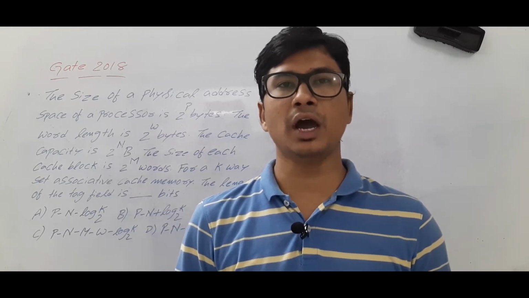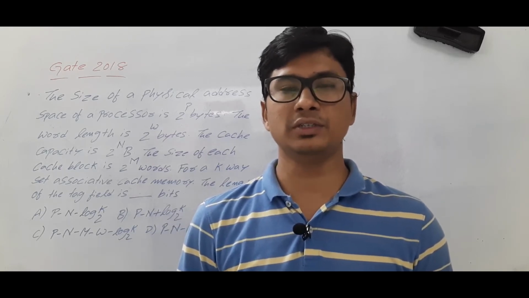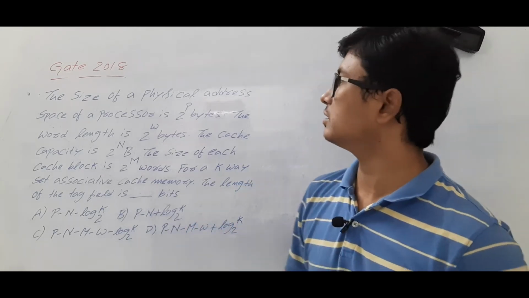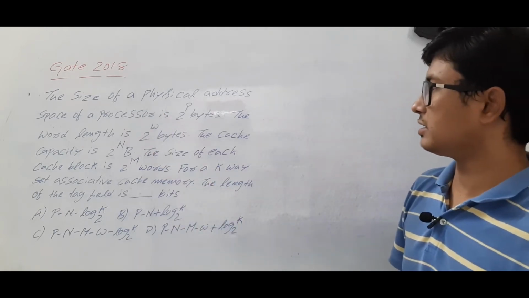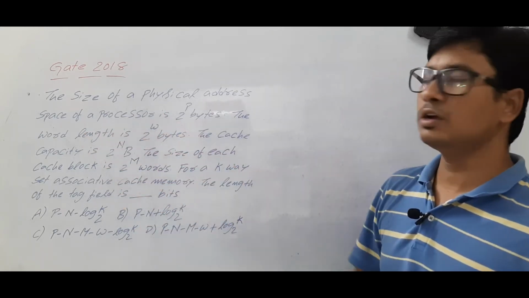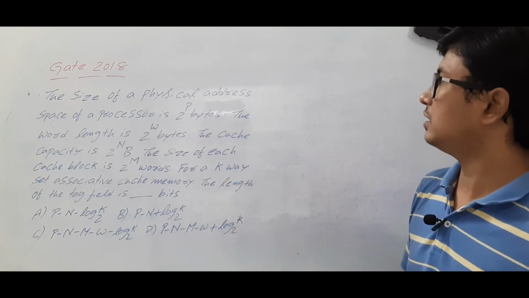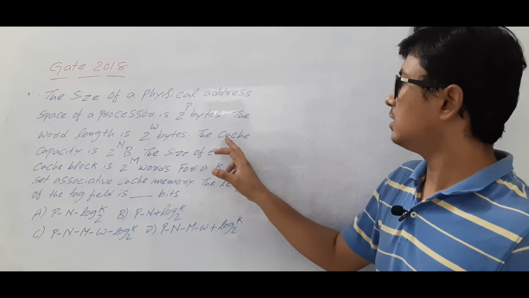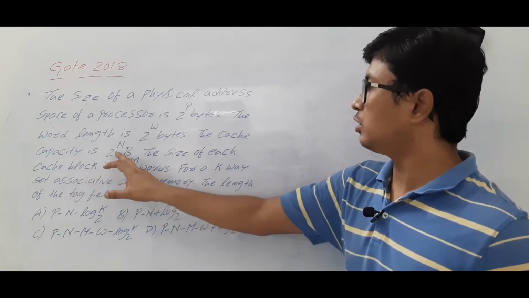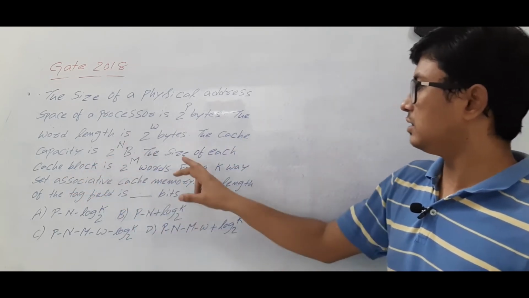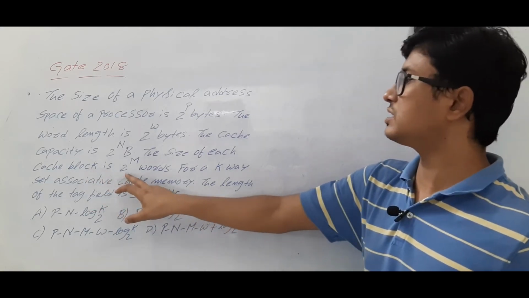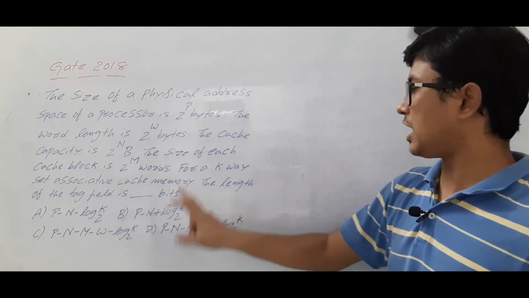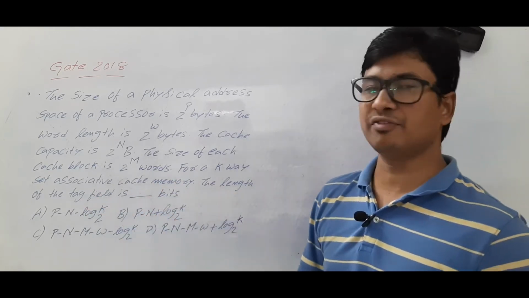In this video, I want to discuss one of the GATE questions which came in the year 2018. First, let me read out the question. The size of a physical address space of a processor is 2 power p bytes. The word length is 2 power w bytes. The cache capacity is 2 power n bytes. The size of each cache block is 2 power m words. For a k-way set associative cache memory, the length of the tag field is.